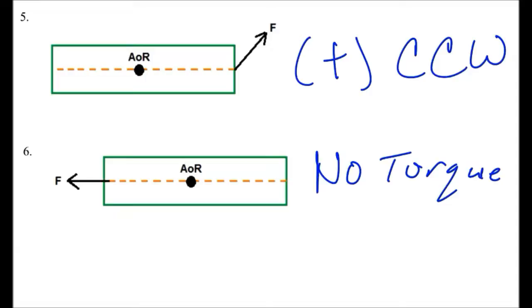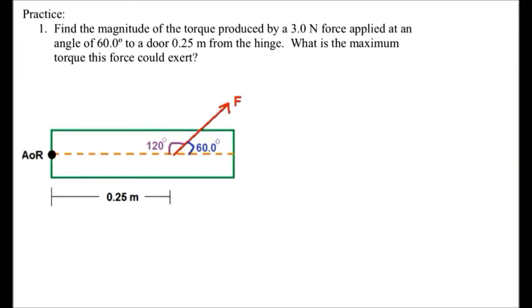Okay, notice that the force vector here is 180 degrees from the lever arm. So if you were to take the sine of 180, well, what would you get? 0. So there's no torque, right? Well, there's none at all. Okay. All right. So let's copy this question down and work it.